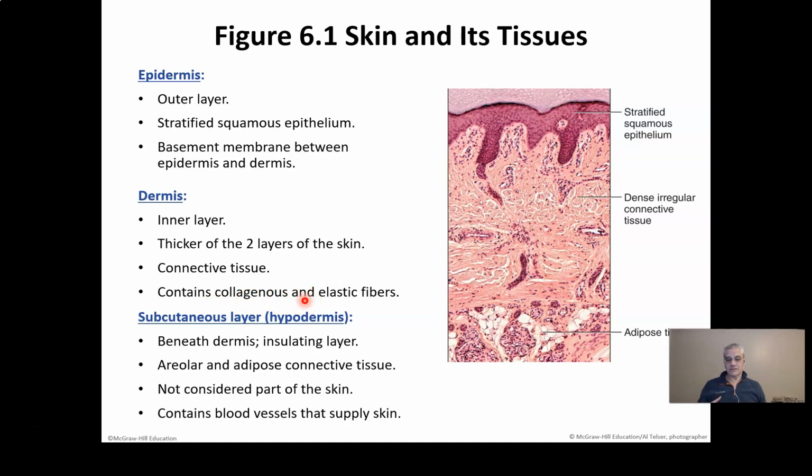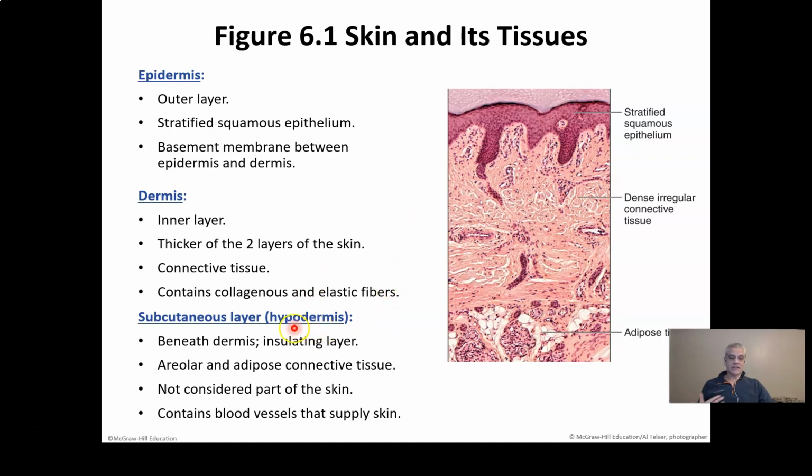Unfortunately, one of the things that happens as you age is that you start to lose those elastic fibers, and so your skin is not as resilient, and it doesn't snap back as quick as it did when you're younger. That's where wrinkles come from. That's part of the aging process.